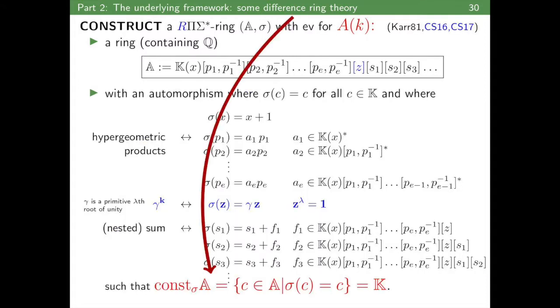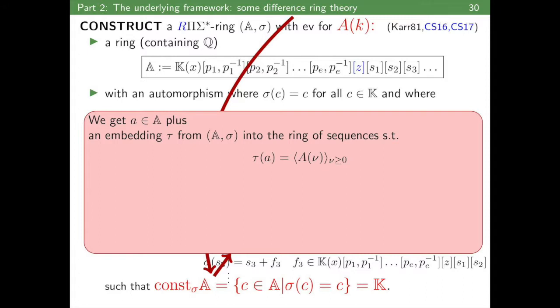Okay, now let's go back to the situation. I start with my summation problem. I represent my summation problem in this difference ring, cleverly, by taking care that the constants are not extended, using the structural results. Then I find an element, in other words, I find an element in my ring together with an embedding such that applying my embedding to A, I get my input sequence. So I modeled the thing in the right way.